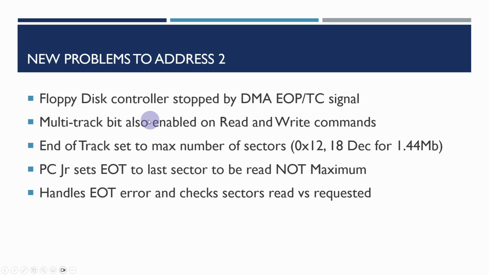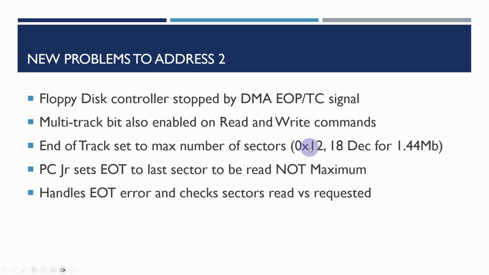So the next problem is that by default, the floppy disk controller is normally stopped by the DMA TC, or end of process signal. So this is basically the DMA controller saying, I've got enough data now, you can stop. By default, the floppy disk controller has the multi-track bit enabled for read and write commands. What this basically says is once you've read one track, do the other track as well, so the two heads. And the end of track in the parameters passed into the read and write is normally set to the maximum number of sectors. So for the high density 1.4 meg floppies, this is 12 hex or 18 decimal. So there's 18 sectors per track.